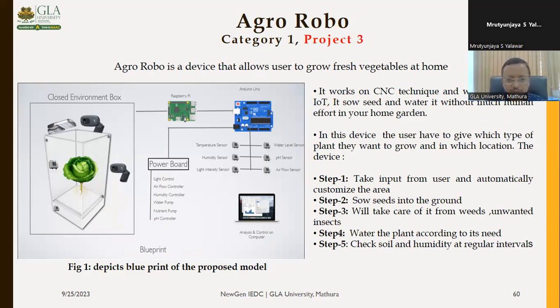There are 5 steps, as you can see, starting with the input from the user. Automatically it will customize the area. We can take care of the weeds and keep plants safe from unwanted insects. Whatever water a plant needs, only that much water goes to the particular area of the agricultural land. They can also check the health of the soil. Everything is connected in this compact IoT device, which they are calling Agro Robo.